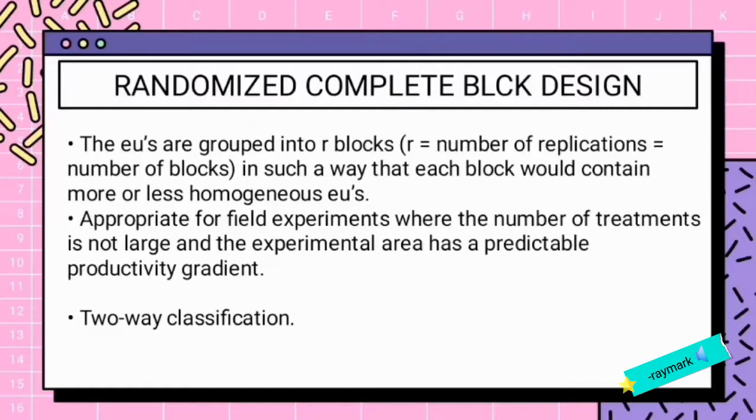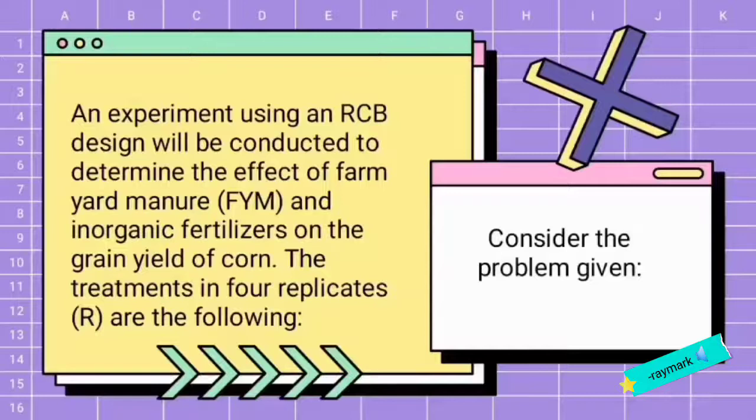So RCBD is most appropriate for field experiments where the number of treatments is not large and the experimental area has a predictable productivity gradient. And also it is a two-way classification because we are not testing for one effect, but we are testing and observing two effects, namely the block effects and the treatment effects. Now, to fully understand the RCB design, we're going to solve the problem given.